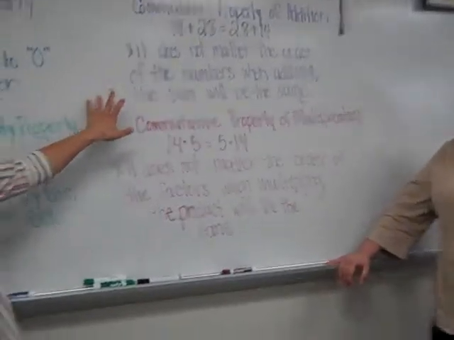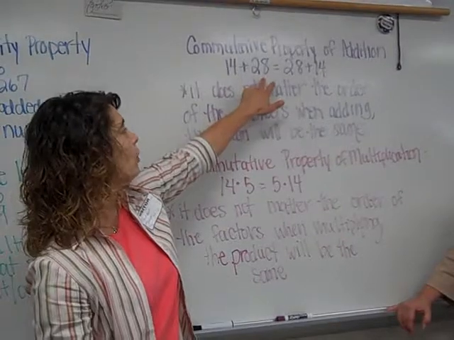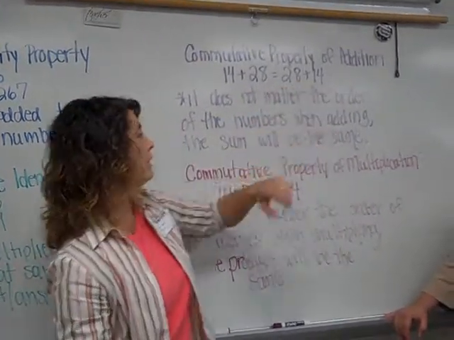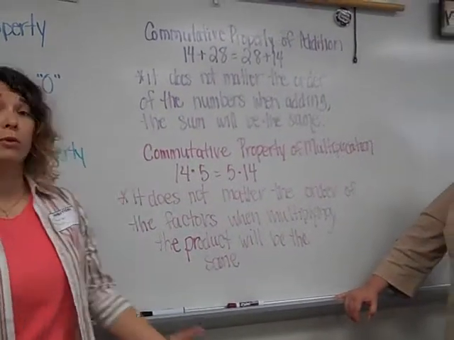We're going to talk about commutative property. Here we're going to talk about the commutative property of addition. So 14 plus 28 is equal to 28 plus 14. It does not matter the order of the numbers when adding, the sum will still be the same.